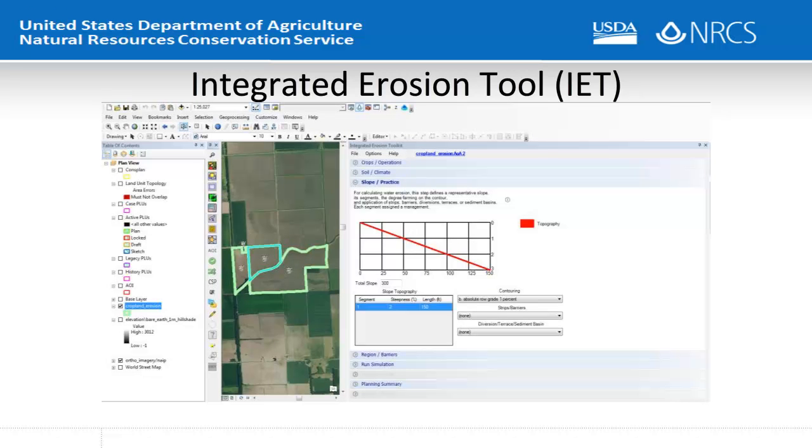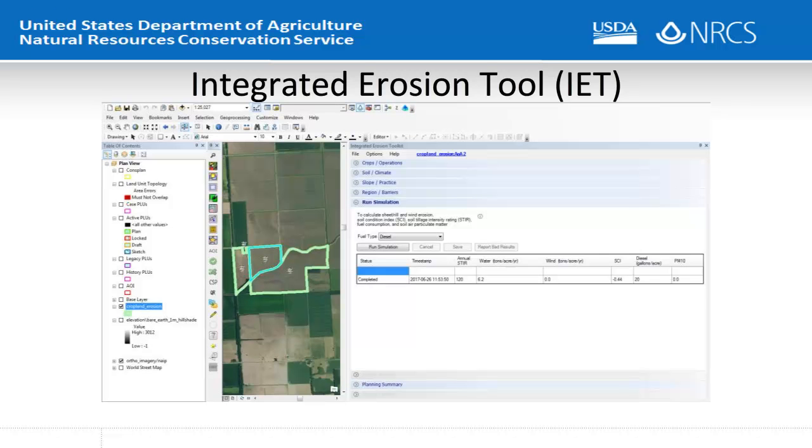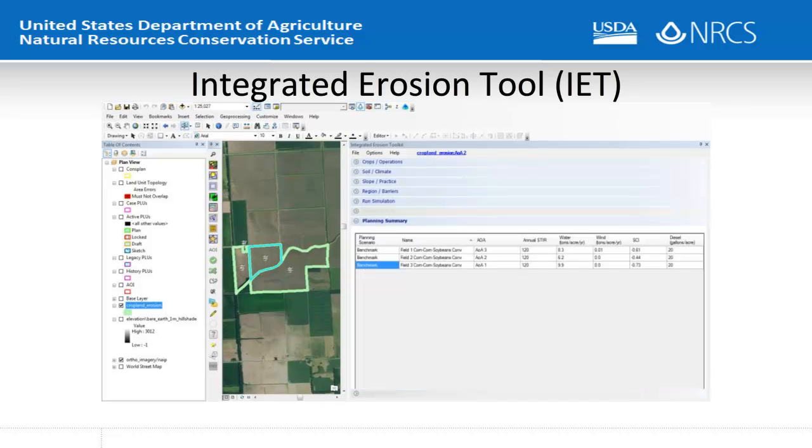We then enter the slope that was determined for each field during resource inventories and set the contouring value to 1% absolute row grade as determined in the field on the Slope Practice pane. There are no barriers to enter on the Region's Barriers pane. We run the simulation on the Run Simulation pane and save the results. Once the results for individual fields are saved, they are displayed on the Planning Summary pane.